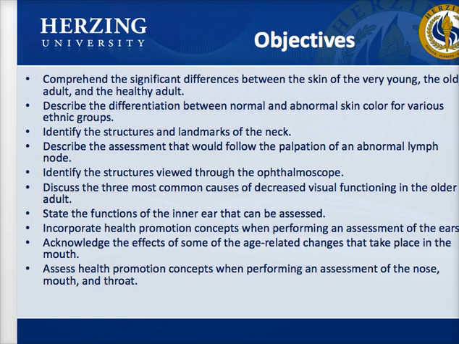Identify the structures viewed through the ophthalmoscope. Discuss the three most common causes of decreased visual functioning in the older adult. State the functions of the inner ear that can be assessed. Incorporate health promotion concepts when performing an assessment of the ears. Acknowledge the effects of some of the age-related changes that take place in the mouth, and assess health promotion concepts when performing an assessment of the nose, mouth, and throat.